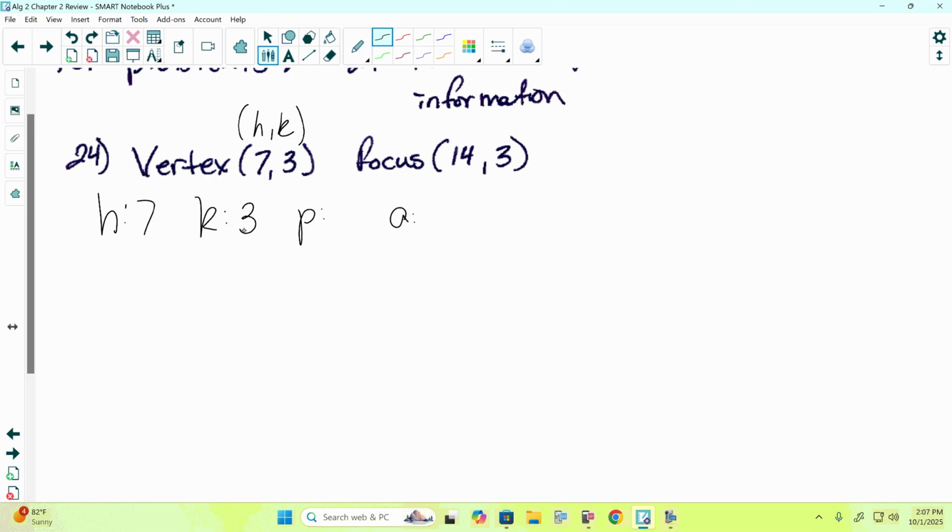Now this one they gave us the focus. So again, we're trying to see what value changed. We went from 7,3 to 14,3. The value k was 3 for the vertex, 3 for the focus, so it didn't change. But h went from 7 to 14. So we would have h plus p comma k. If the k value changed, it'd be h comma k plus p. Now that tells us how to find p. It also tells us that our equation is x equals a times y minus k squared plus h.